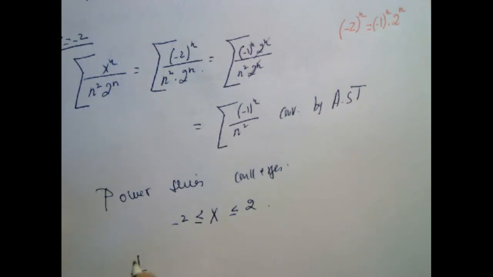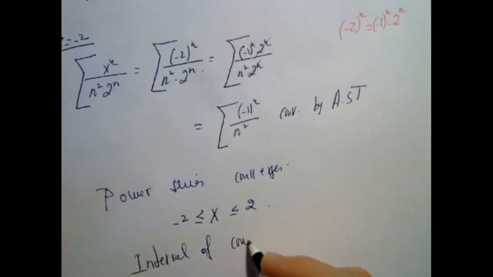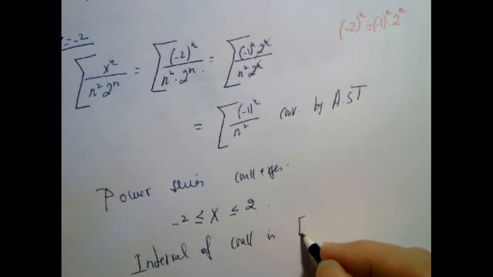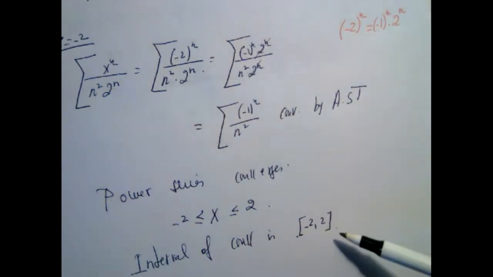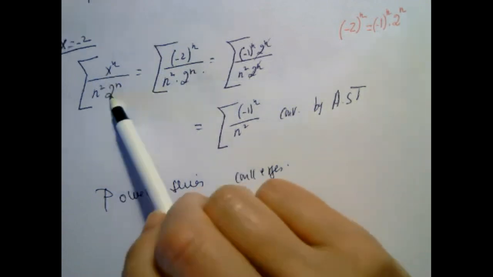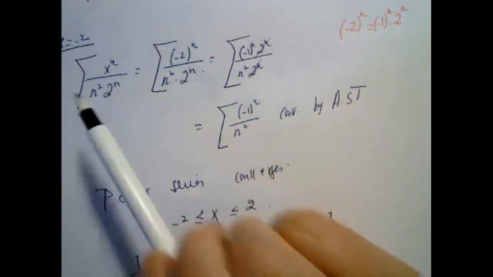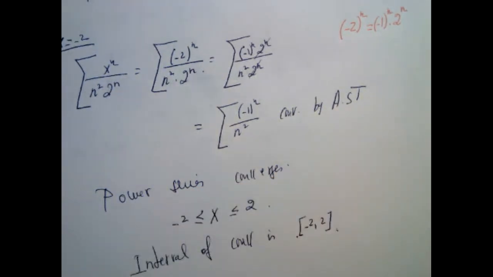So the interval of convergence is the closed interval from -2 to 2. It means if I take any value of x in here and plug it into the expression of the series, I will have convergence. So there are a lot of values. Anything outside that, I plug it in here, I will have divergence.